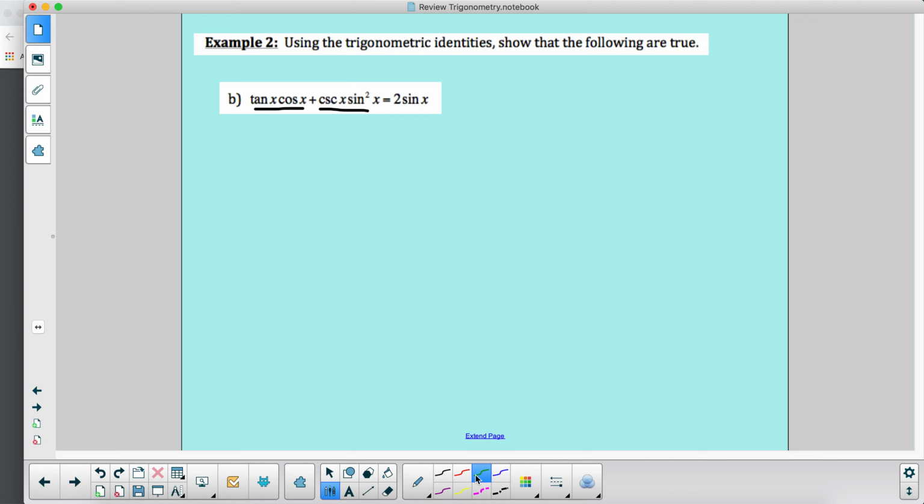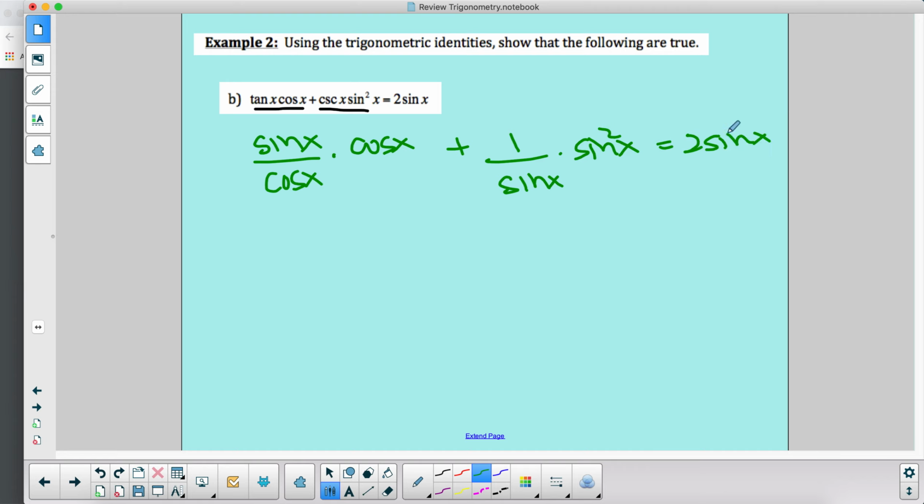So I'm going to take all my reciprocal functions and my tangent and put it into terms of sine and cosine. So tangent is sine of x over cosine of x times cosine of x. Plus cosecant. What is cosecant? It's 1 over sine of x times sine of x squared equals 2 sine of x. Now that I've done this, I'm going to simplify, and I will see, got a cosine and a cosine, that cancels, so I got sine squared. Sorry, not sine squared, just sine.